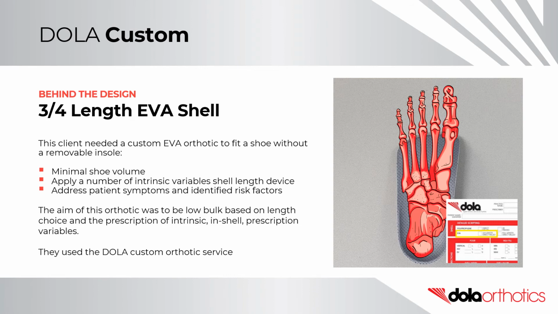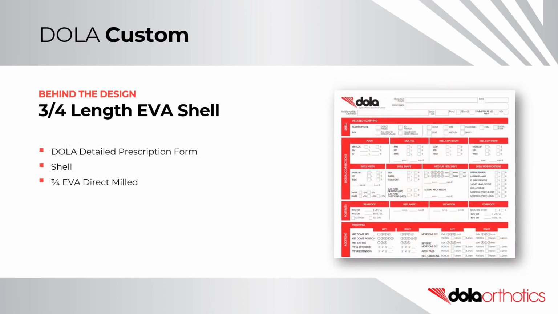The aim of this orthotic was to be low bulk based on the length choice and the prescription of intrinsic or in-shell prescription variables. They used the DOLA Custom orthotic service. They selected the 3/4 length EVA direct milled shell from the shell material options in the detailed scripting section on the DOLA Custom prescription form.